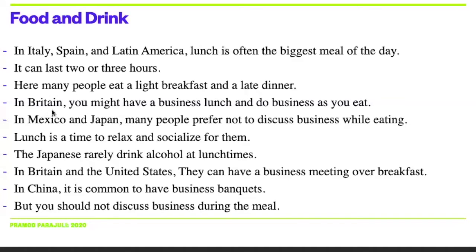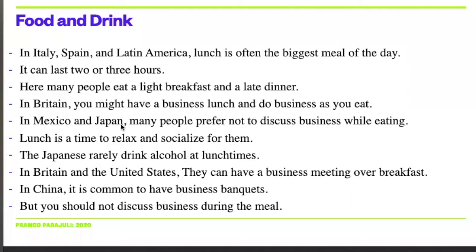In Britain, you might have a business lunch and do business as you eat. You might have a business lunch. It means you can organize a lunch to discuss, to talk about business. It means the businessmen, the business people can talk about the business.